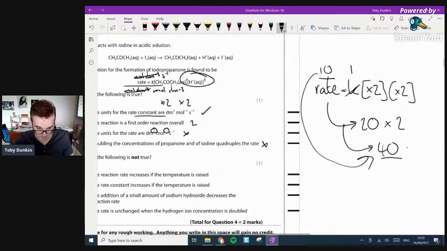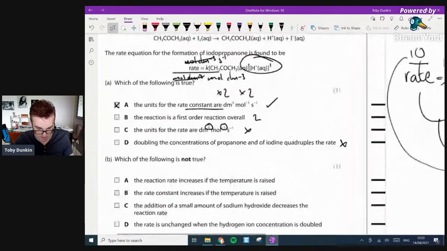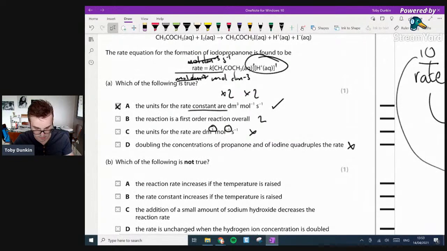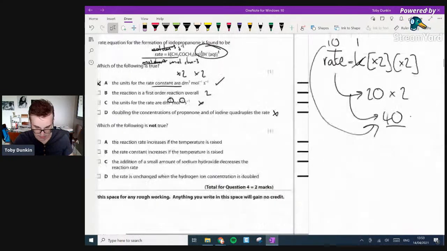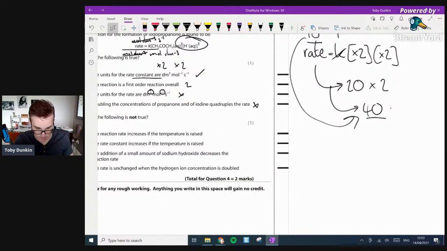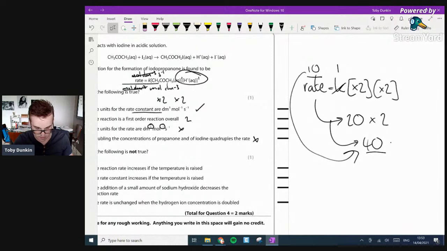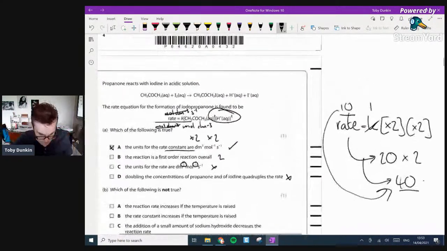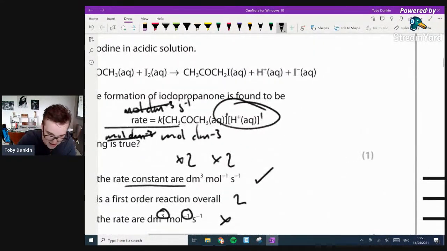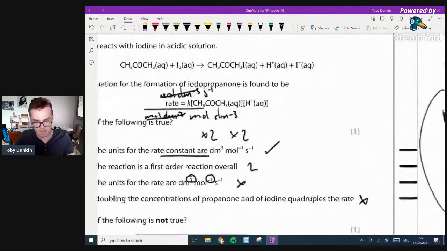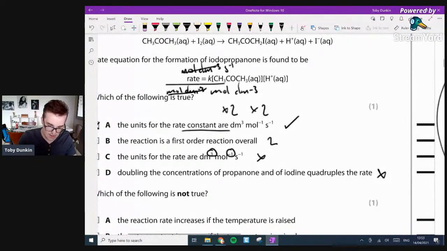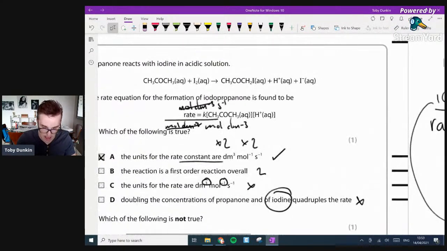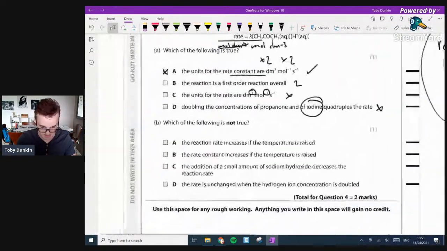Right, now hang on a sec. I need to now make a decision. I'm obviously misreading something here. Doubling the concentration of propanone and of iodine quadruples the rate. I think that is definitely true. I don't like that my units have been written in a funny way, but it doesn't mean that they're wrong. If we double those and they're both first order, are they first order? Yeah, they are first order, definitely. Oh, hang on a minute. Oh, found it. Iodine's not in the rate equation. So that's not true. I'm good.